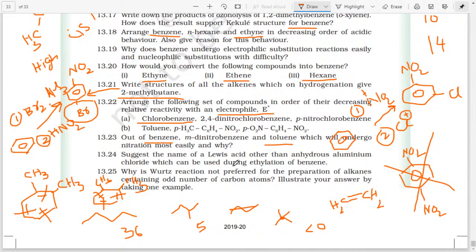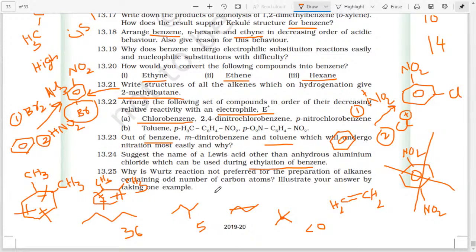Suggest the name of a Lewis acid other than anhydrous aluminum chloride which can be used during ethylation of benzene. Yes, so as Lewis acids you can use aluminum chloride, ferric chloride, ferric bromide. You can use any number of Lewis acids, even tin chloride also you can use.